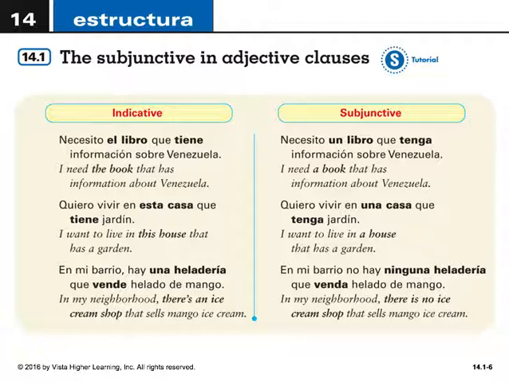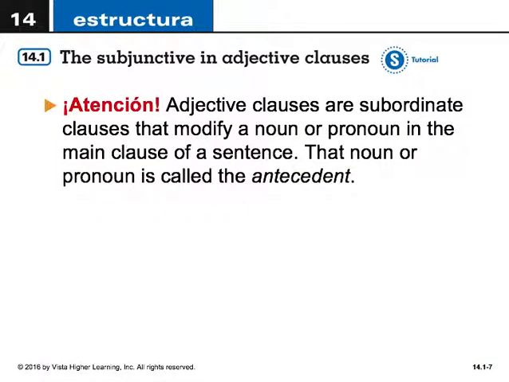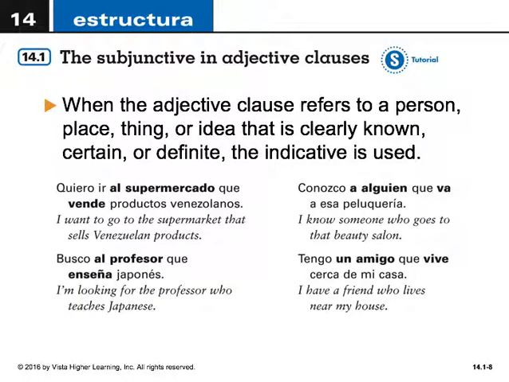In the indicative example, the ice cream shop exists, right? It's there. There is one, and they sell this ice cream. In the subjunctive mood, there is no ice cream shop. It does not exist, and therefore it is put in that mood to denote the fact that it doesn't exist. So adjective clauses, by the way, are subordinate clauses that modify a noun or pronoun in the main clause of a sentence. And that noun or pronoun is called the antecedent.